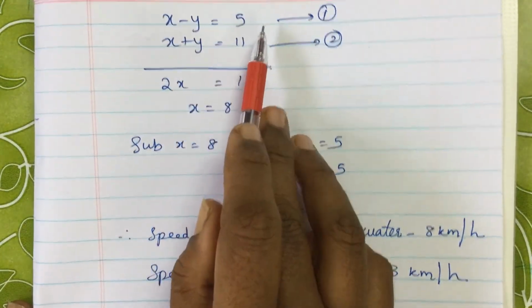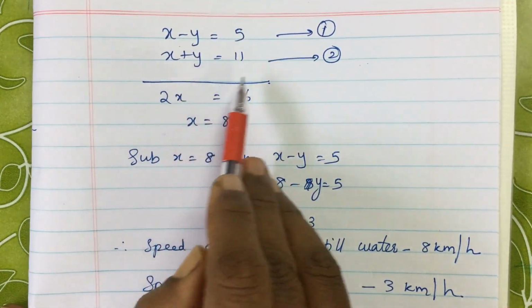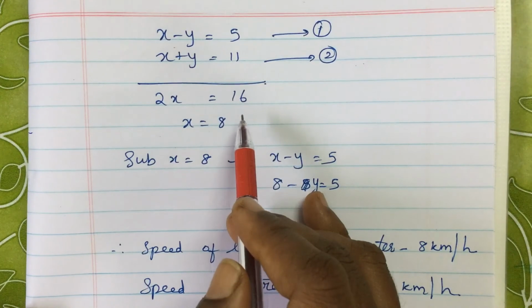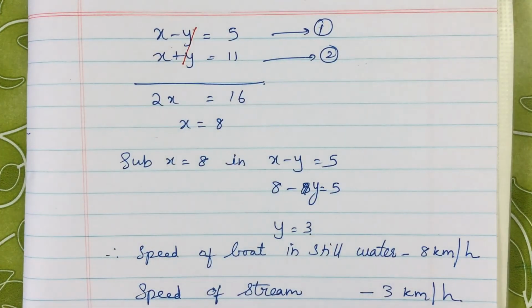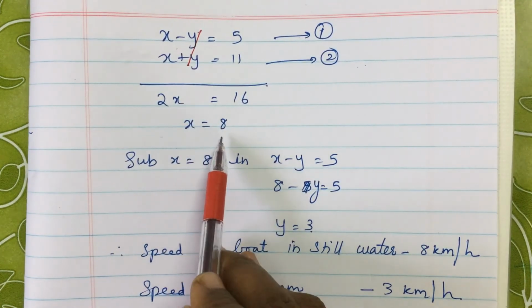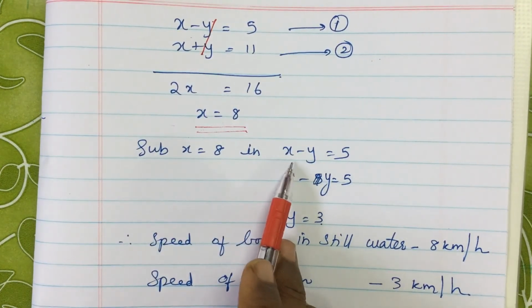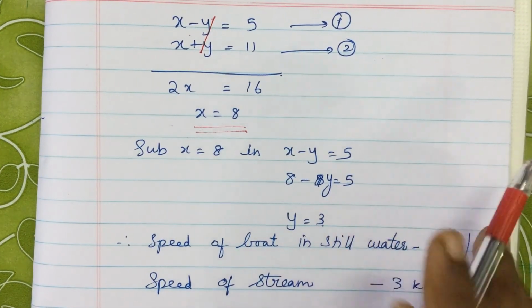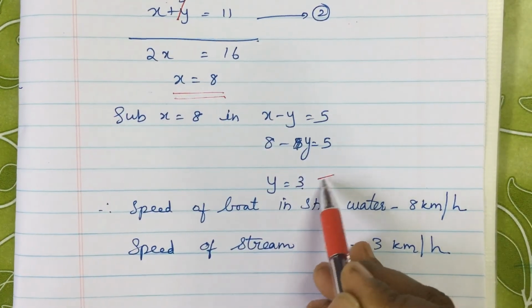So I have written the equations here, 1 and 2. There is x minus y equal to 5 and x plus y equal to 11. If you see it here, they have the same coefficients and the signs are different also, so you can directly cancel the y variable. So finally you got 2x is equal to 16, so x is equal to 8, right? Substitute your x is equal to 8 in either 1 or 2, so I am going for the first equation. After substituting I am getting y as 3, right?